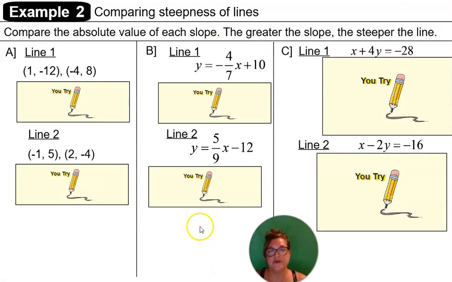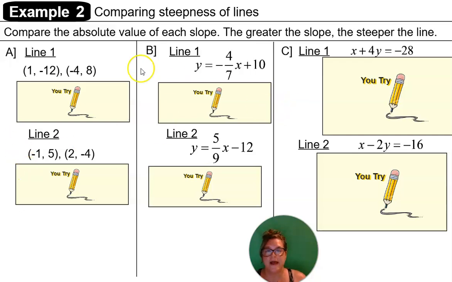So in example 2 of our notes for slopes, we're comparing the steepness of lines, and we want to compare the absolute value of each of these slopes. So take a moment, pause the video, and find the slope of line 1 and line 2 for all three of these lines. Okay, once you've found their slopes, then we can compare them to determine which is the steeper line.